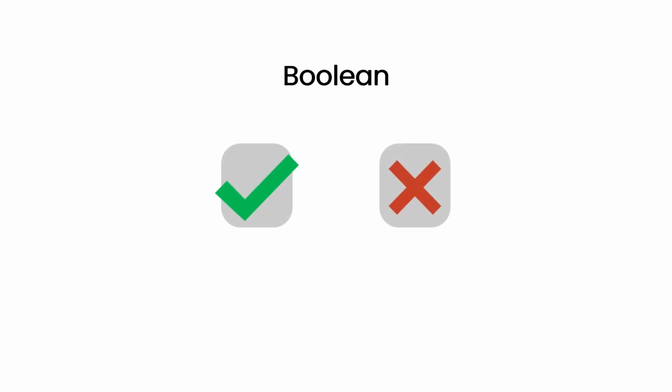Next up, let's take a look at Boolean values. A Boolean type can only contain one of two possible values, either true or false. If for example, we were creating an online purchasing system, we might use a Boolean value to denote whether the customer has paid or not.